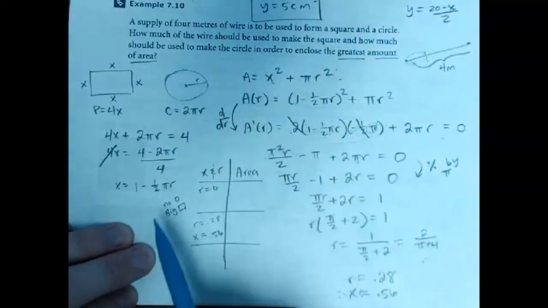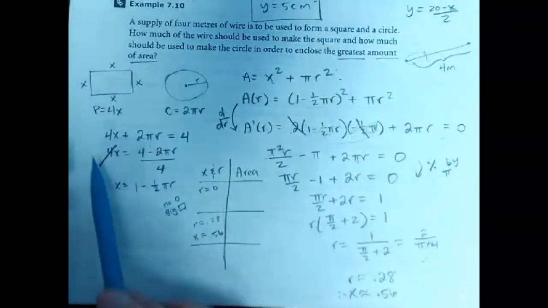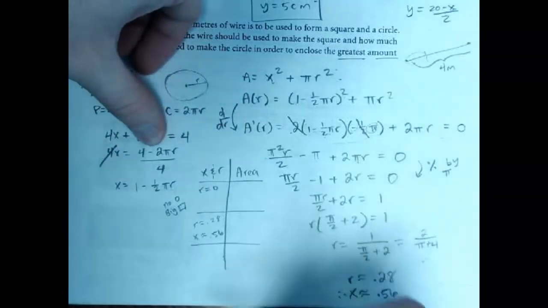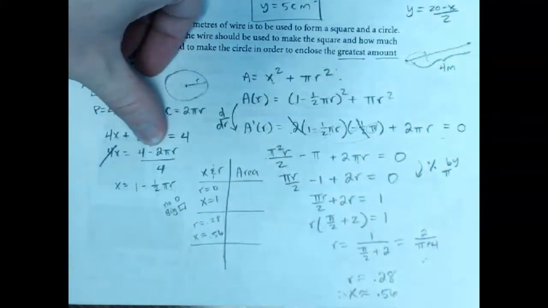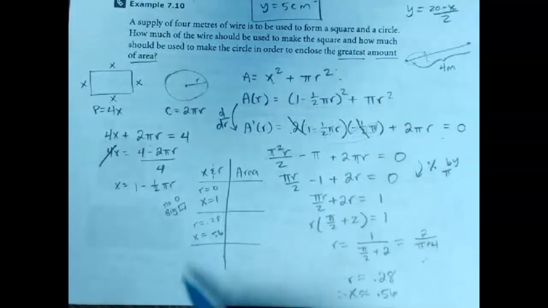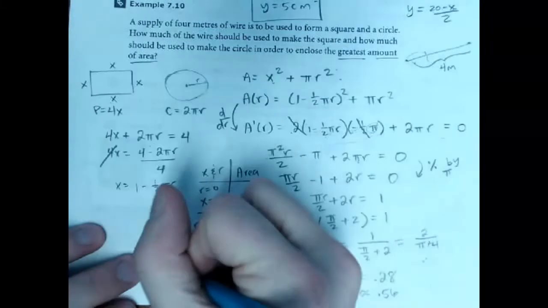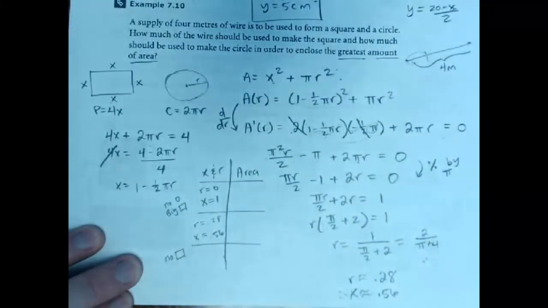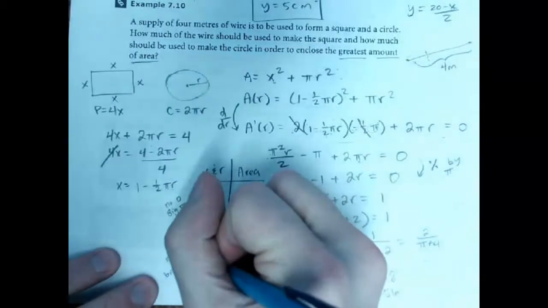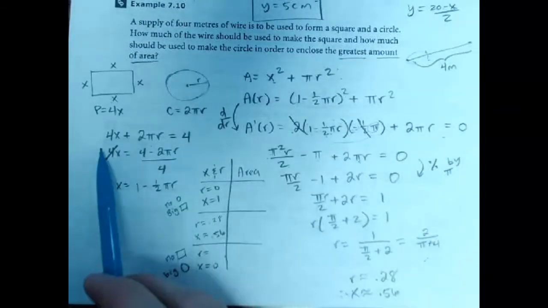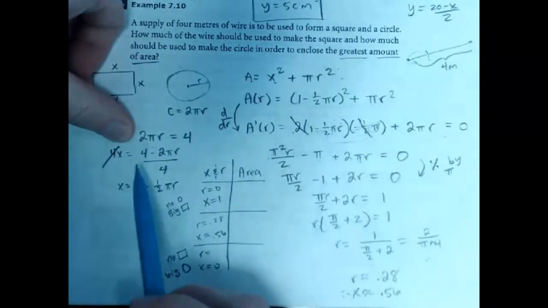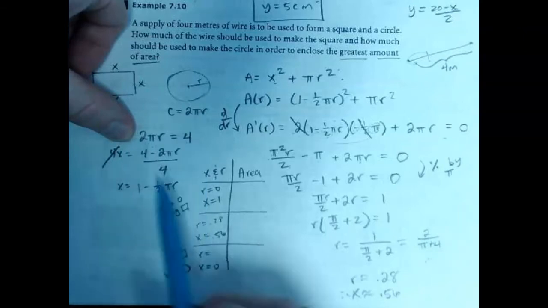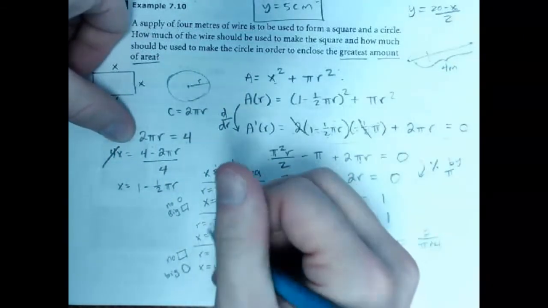Well, okay, if the r value is 0, come back to this equation. If the r value is 0, looks like the x could be 1. So that's a logical combination that you may want to check. Then, of course, we have the critical points coming from the derivative being 0. And then the other option would be, let's forget about the square, and then let's make a big circle. So if there's no square, that means the x is 0. And let's try to figure out what the r value would then be. Again, go back to this equation. If the x is 0, you have 2 pi r equals 4, so divide it. Looks like your r is going to be 2 over pi.